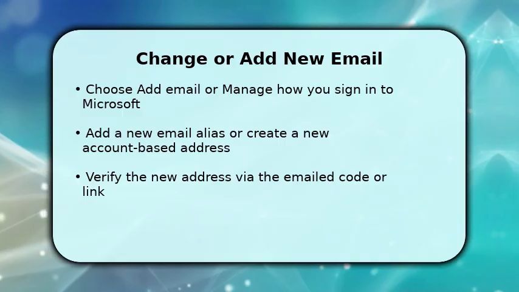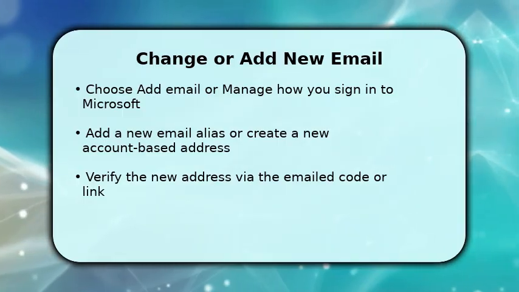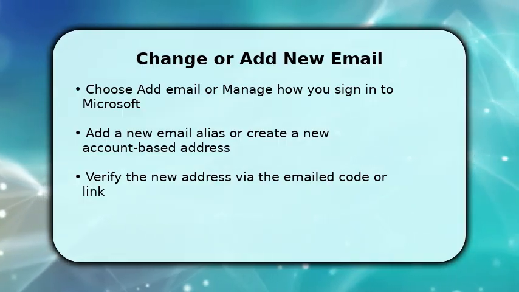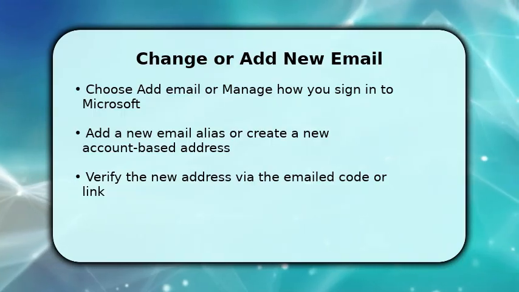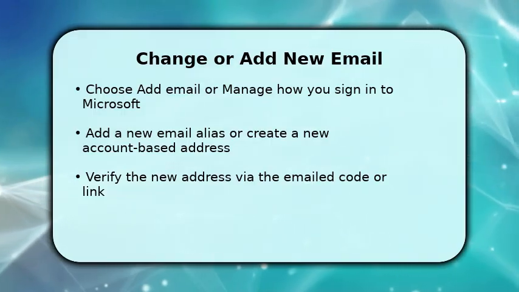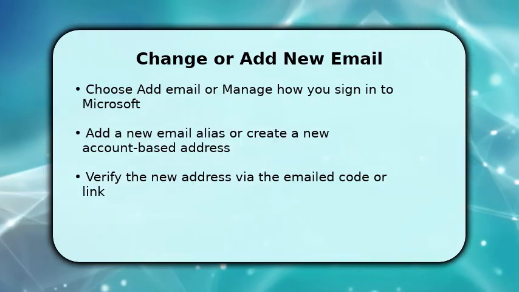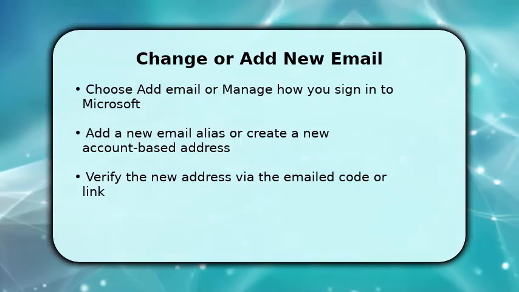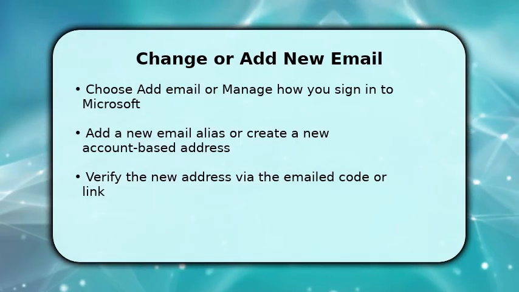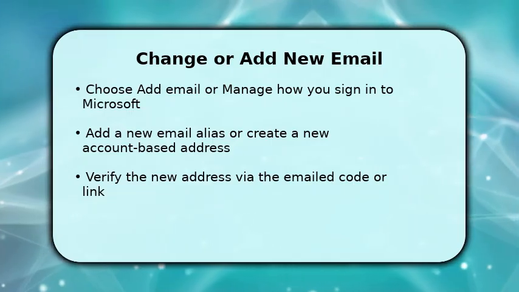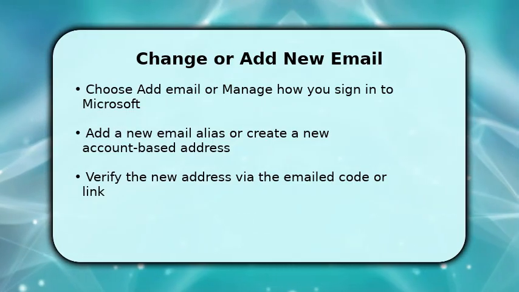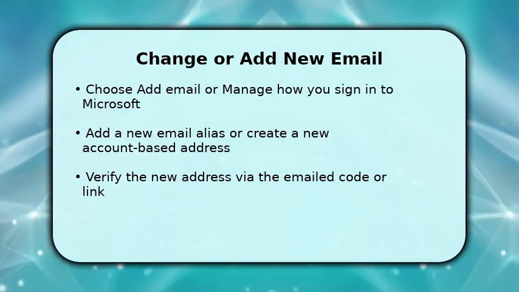You can add an existing email or create a new Outlook.com address. Adding an alias keeps data intact and avoids losing subscriptions. After adding, Microsoft sends a verification code or link. Enter it promptly to confirm ownership. Once verified, you can pick that alias as your primary sign-in address so notifications and login workflows update accordingly.